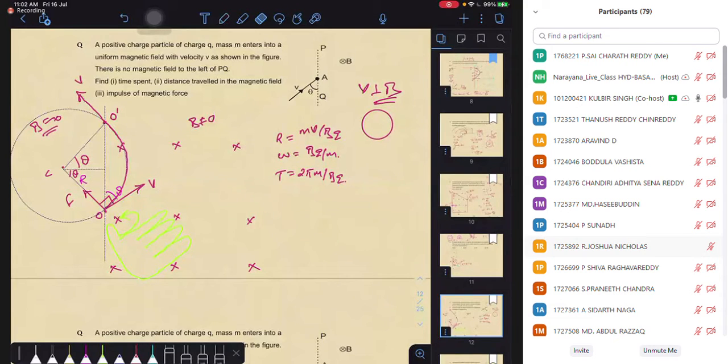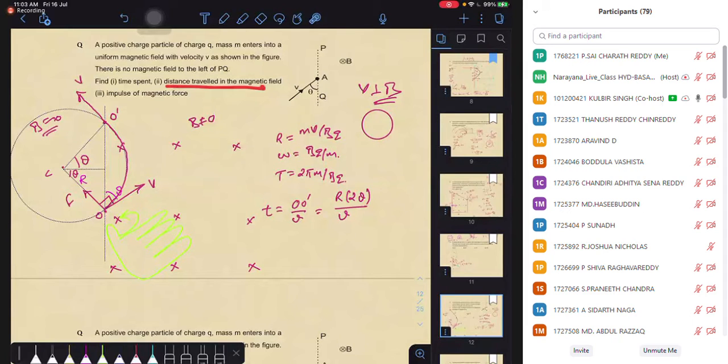Time taken to travel: the time spent here is the time to cover this arc divided by speed. And what is this arc covered? This arc covered is my radius into 2 theta. So it's radius into 2 theta divided by velocity, right? Theta is already given in the question. So you can substitute the radius and get the timing.